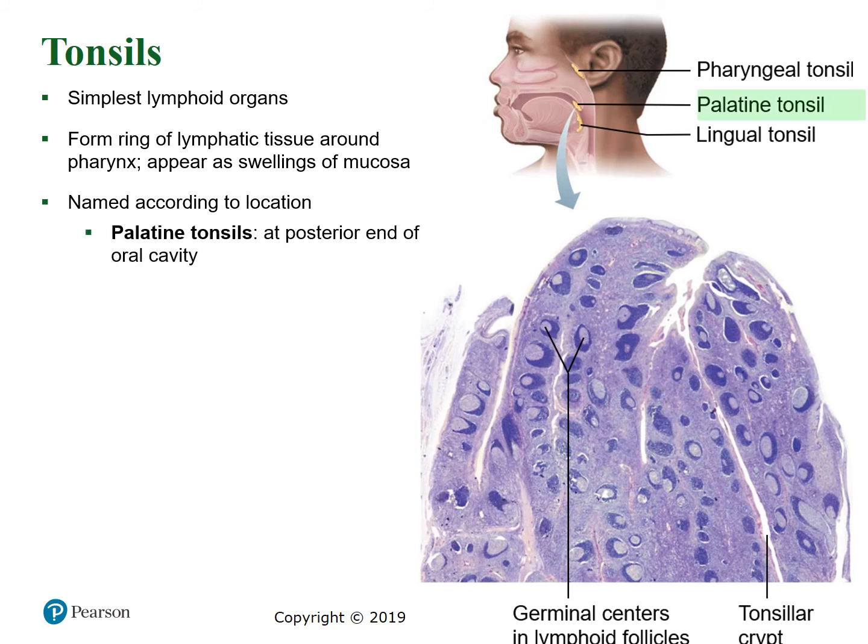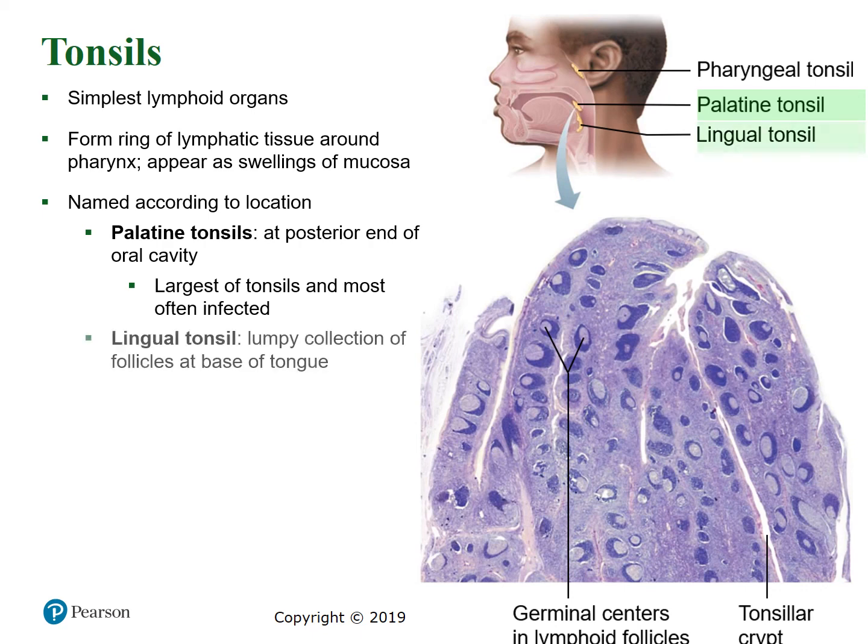So again, the palatine tonsils are at the posterior end of the oral cavity. These are the largest of the tonsils, and these are the ones that are most commonly infected. And you can actually see videos on YouTube of people having tonsil stones removed from these palatine tonsils. It's because these are sort of pockets in which food and debris and bacteria can collect, and that can serve as a start point for tonsillitis. And so sometimes it's a good thing to remove tonsil stones when they're impacted in the tonsils.